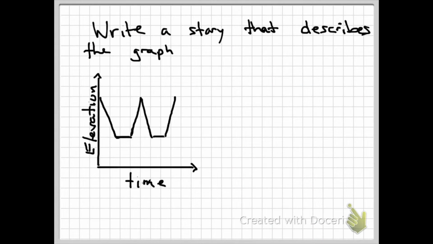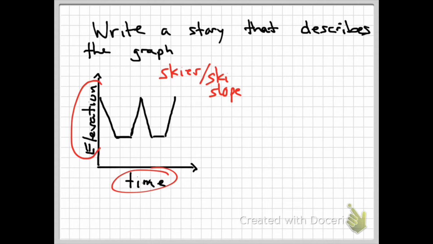Okay, for this particular problem, they want us to write a story that describes the graph. So this is talking about a skier, right, in terms of elevation and a ski slope. All right, so we look at our given axes here. We have that the x-axis once again represents time, where this is the elevation of the skier. So there's a couple different ways you could go here. So if we're at the top, we know that his elevation has to be pretty high.